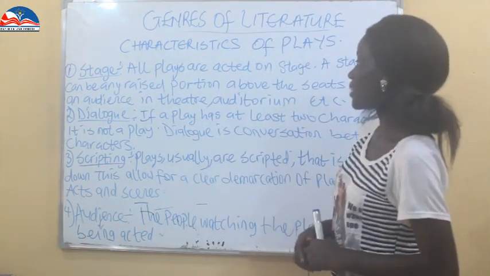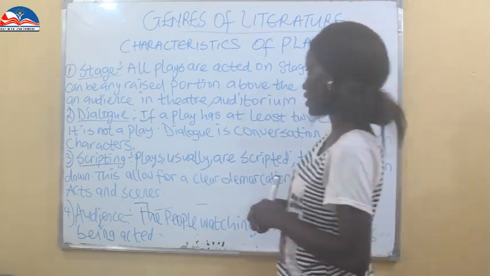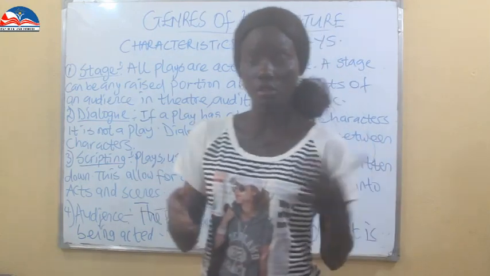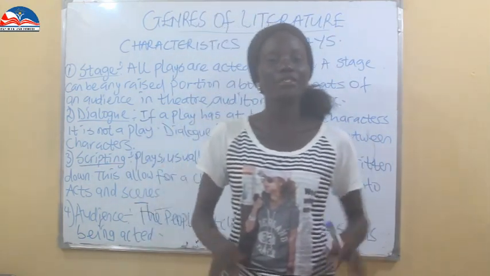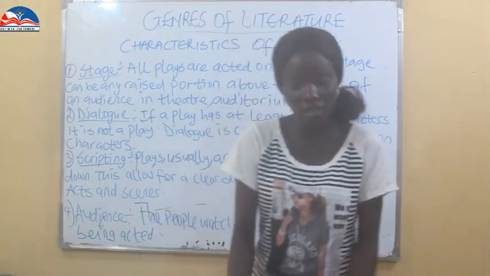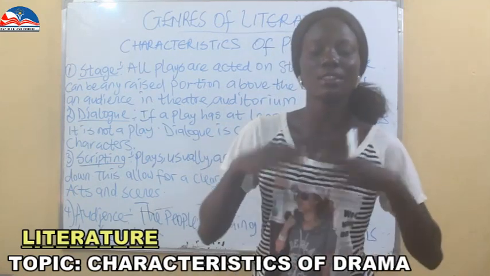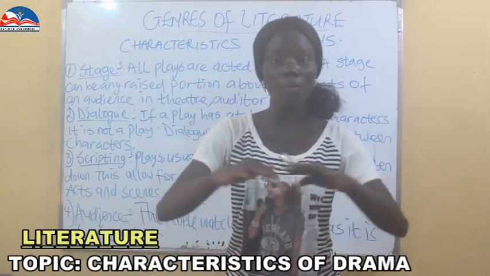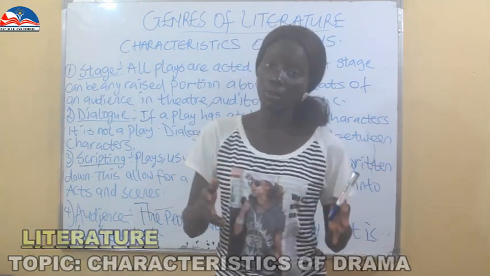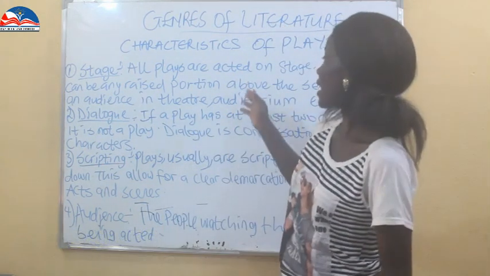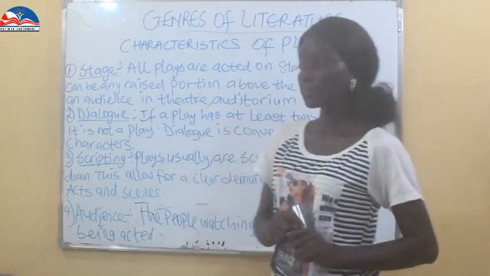A stage can be any raised portion above the seat of an audience. If you've been to a theater or an auditorium, you will see a raised portion above the seat of the audience. That place is what we call the stage. So, in literature, a stage is a place where a play is being acted.